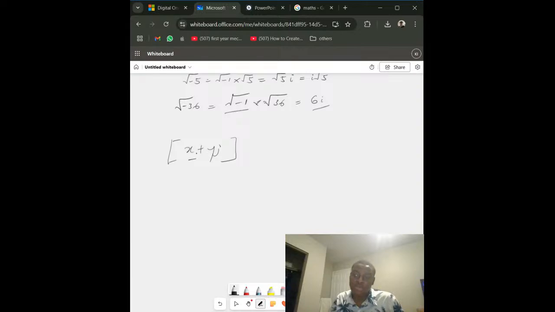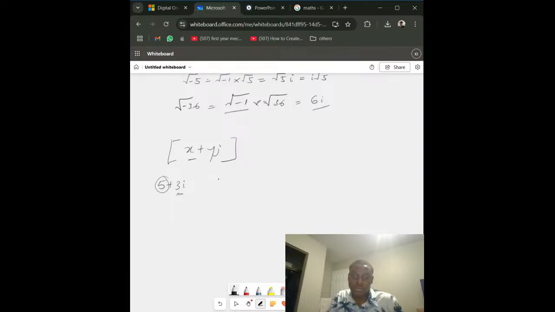So if you got a question saying something like 5 plus 3i, what is the real part of this complex number? The real part would be 5. Why? Because it's an actual real number, right? And the imaginary part would be the number that's beside the imaginary number, which is root minus 1. So the imaginary part would be what? 3.